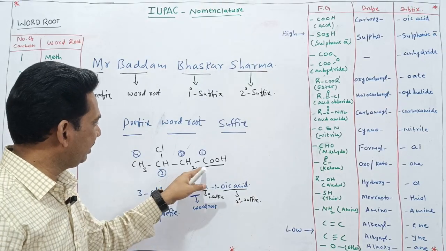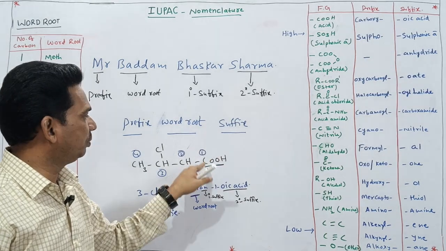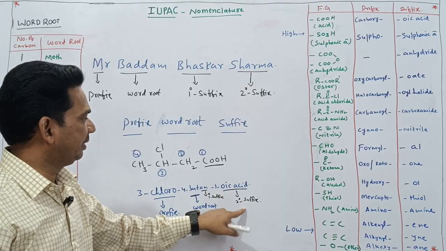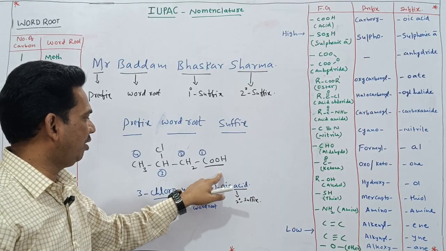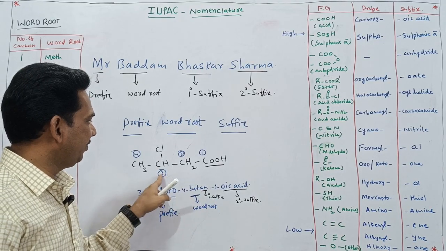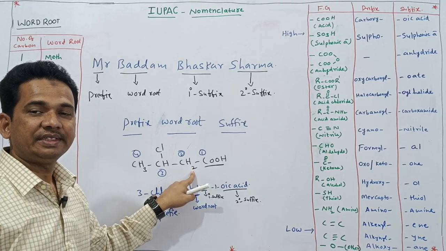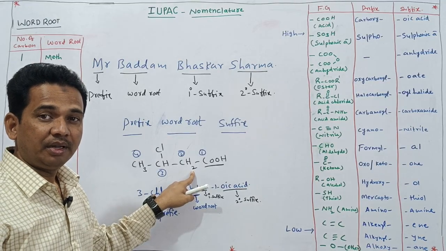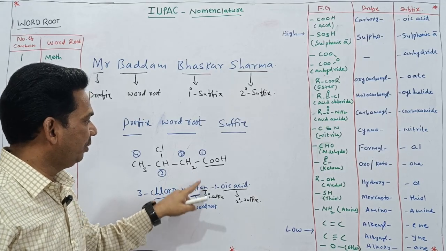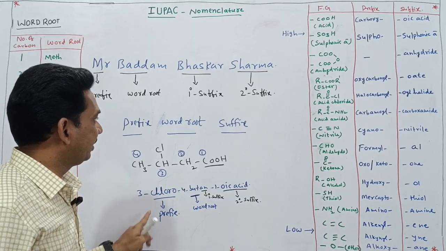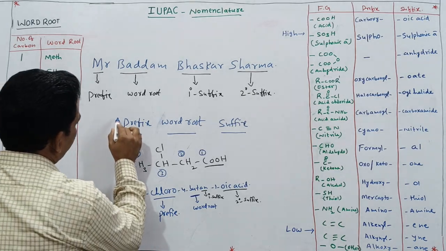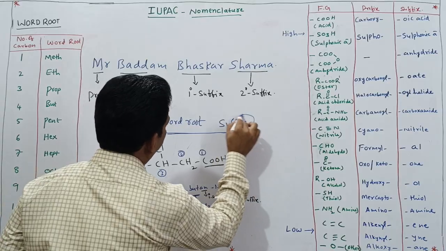Acid. By what? By the carboxylic acid group. That's why it is called the secondary suffix, because it tells about the family of this compound. Then the primary suffix tells the nature of the compound. Nature of the compound means whether it has a single bond (ane), double bond (ene), or triple bond (yne), like that. I hope you understood what happens in IUPAC nomenclature, the International Union of Pure and Applied Chemistry.